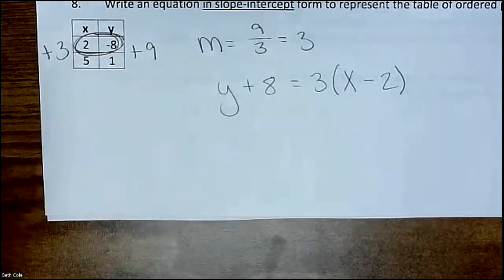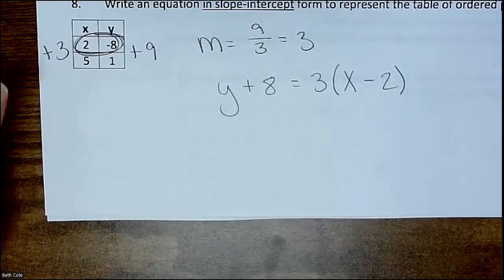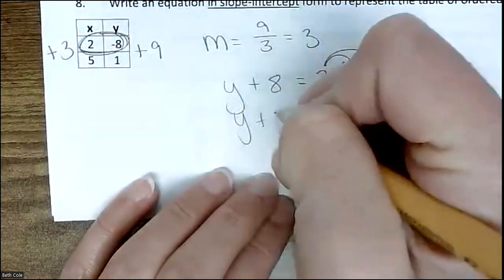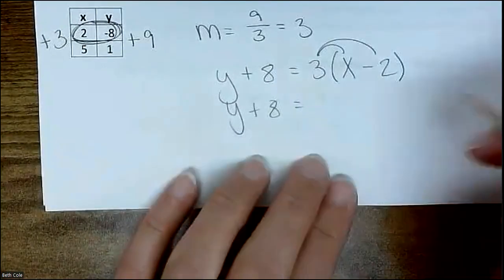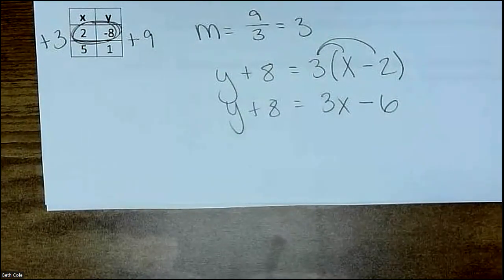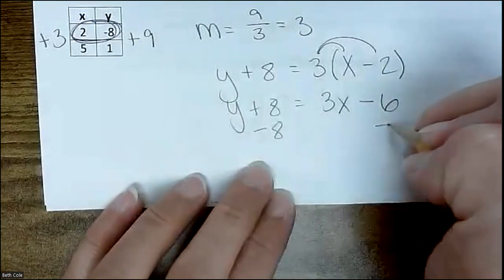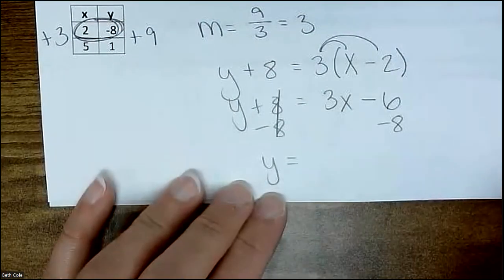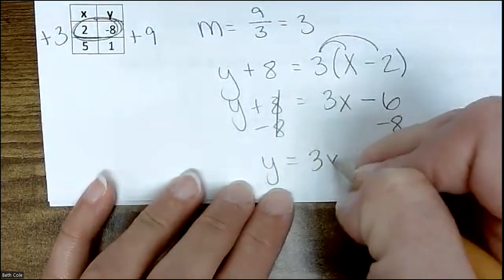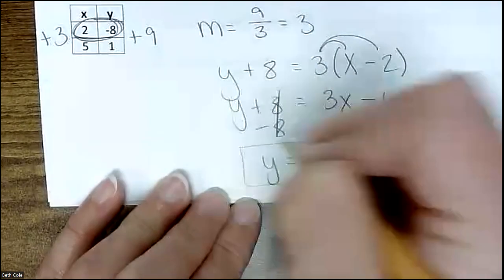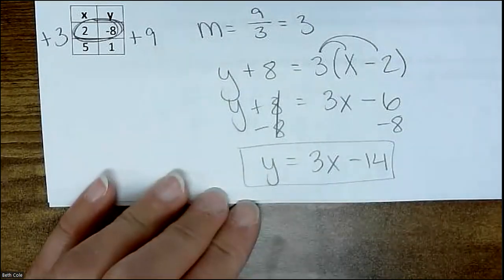All right, we have two steps. What are they? Yep, distribute. So you'll have y plus 8 equals 3x minus 6, good? And then minus 8. Get the y by itself. So it'll be y equals... This is your final answer. 3x. Yeah, negative 6 and negative 8 will be negative 14. Good job.